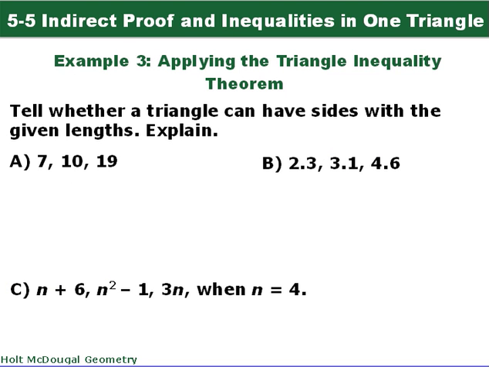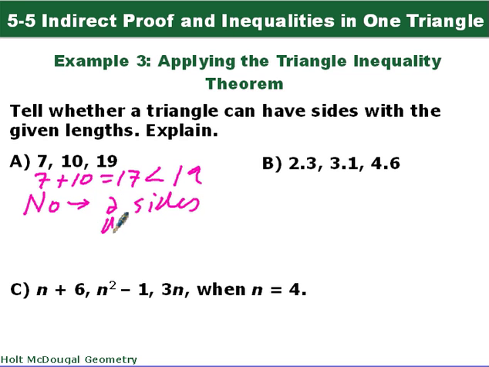All right, so tell whether a triangle can have the sides with the given lengths. Explain. So the first one, 7, 10, 19. So remember, the triangle inequality says the sum of any two sides has to be greater than the third. 7 plus 10 equals 17, which is less than 19. So this is no, it can't be a triangle because two sides added are shorter than the third. It doesn't follow the triangle inequality theorem.